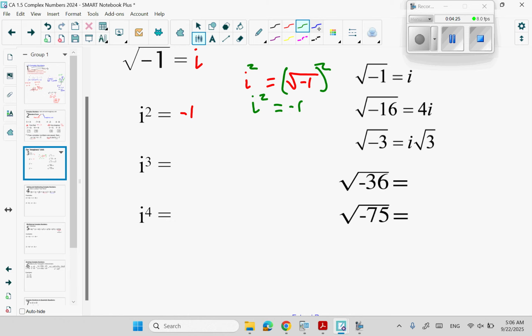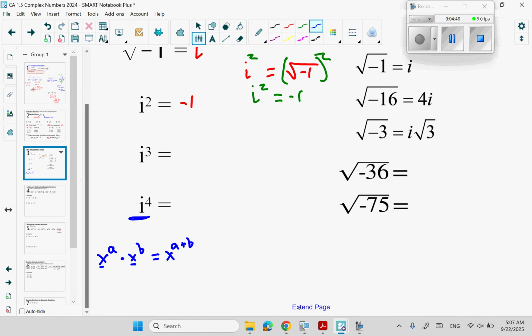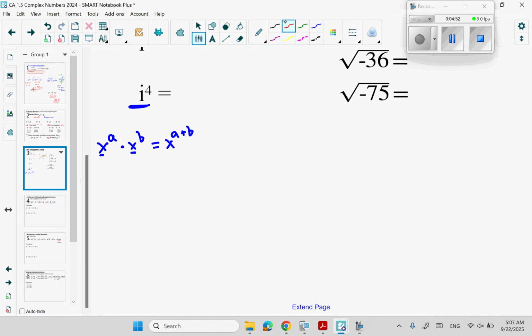I to the third, I'm going to skip for a second, because I want to talk about i to the fourth. Well, if we remember, if I had something like x to the power of a, and I multiplied it by x to the power of b, we all remember, if I'm multiplying by the same base, I add exponents, a plus b. So I can use this to explain what I'm going to do here. For example, i to the fourth is the exact same thing as i squared times i squared, where the exponents add up to 4. Because again, 2 plus 2 equals 4.